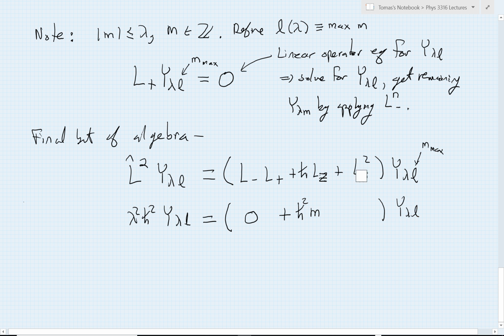And then when I apply LZ to this state, the m at this point is the maximal value, which is L. That's the particular value of m I'm looking at. When I apply LZ to this the first time, it gives me h bar L. And when I apply it the second time, I get another factor of h bar L. So it's a net h bar squared L squared multiplying my original state back again.